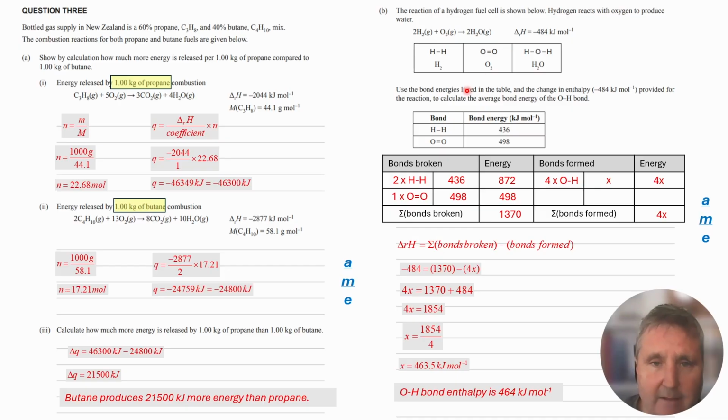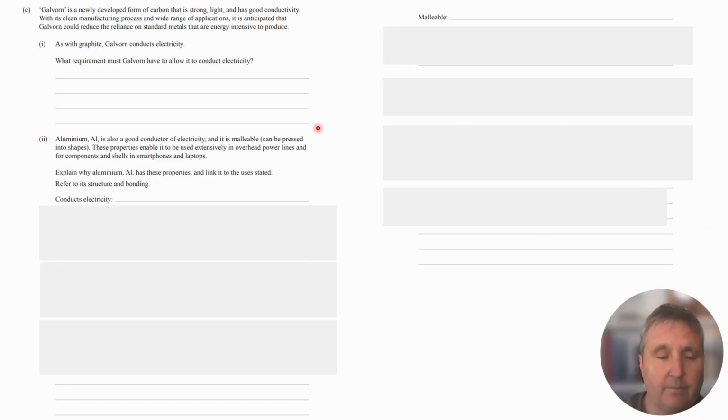Let's have a look at the last question. Okay, so the last question here says, galvan is a newly developed form of carbon that is strong, light, and a good conductor. With its clean manufacturing process and wide range of applications, it is anticipated that galvan could reduce the reliance on standard metals that are energy intensive to produce. As with graphite, galvan conducts electricity. What requirement must galvan have to allow it to conduct electricity?